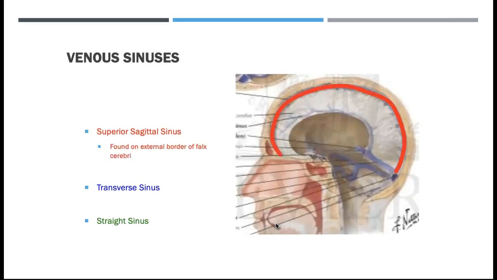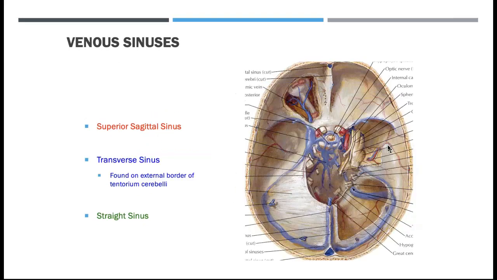Here's another view. So there's our superior sagittal sinus. We see that it's found on the external border of what we call the falx cerebri. We're going to talk about that dural fold here in just a moment. Then we've got our transverse sinus going laterally. And then we have our straight sinus over here. Note how it's at the base of the posterior falx cerebri.